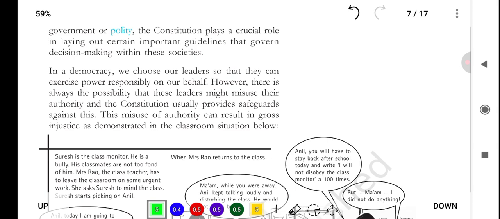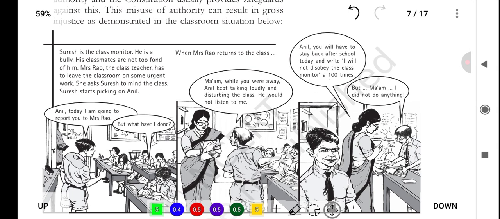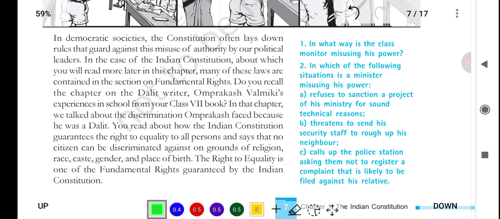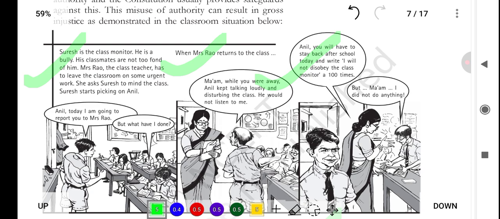You can see the small snippet given over here. If you want, you can read them. And all these questions in blue mark. The Indian Constitution, a fundamental right guaranteed by the Constitution, protects citizens from discrimination based on religion, race, caste, gender, and place of birth. However, it also provides safeguards against misuse of authority by political leaders such as Suresh.